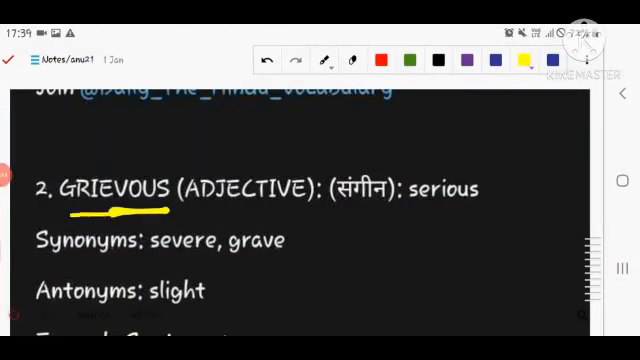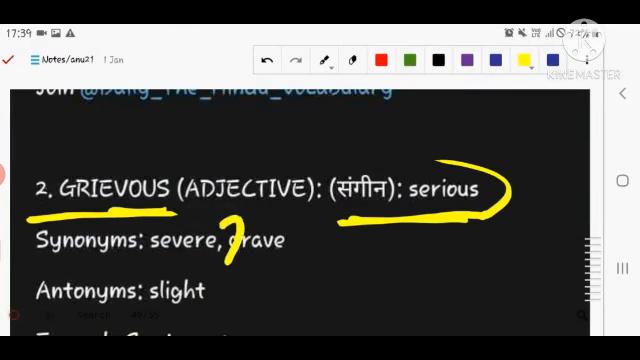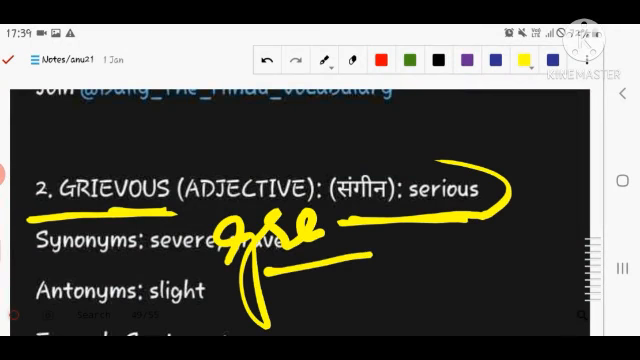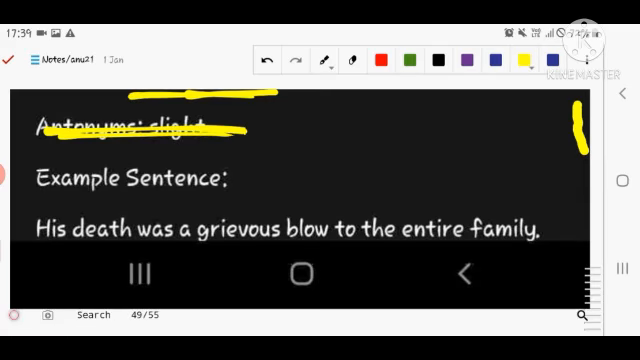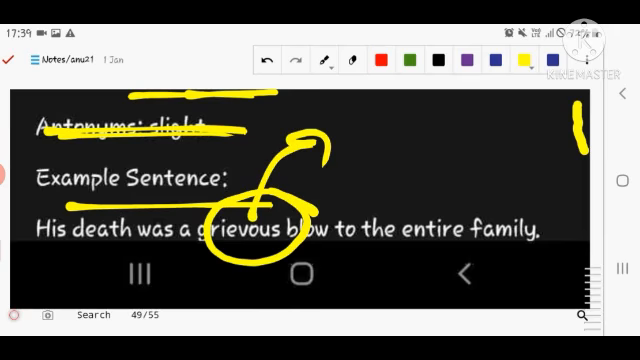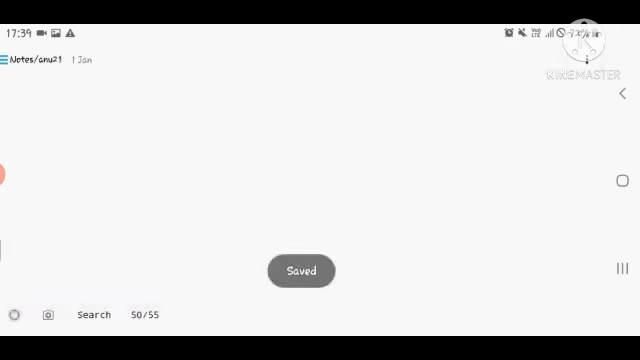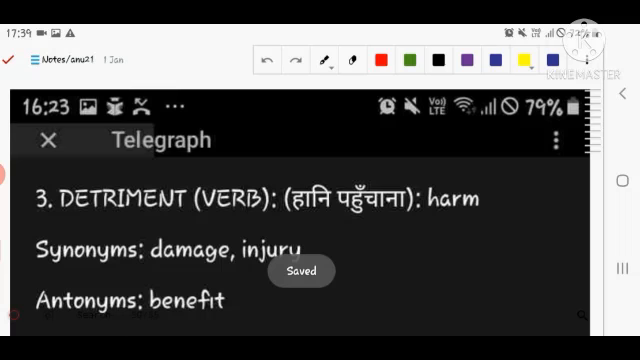Next is grievous. Grievous is nothing but serious, a grave concern. The synonym is severe or grave, and the antonym is slight. Example sentence: his death was a grievous blow to the entire family, because the entire family was dependent on him.